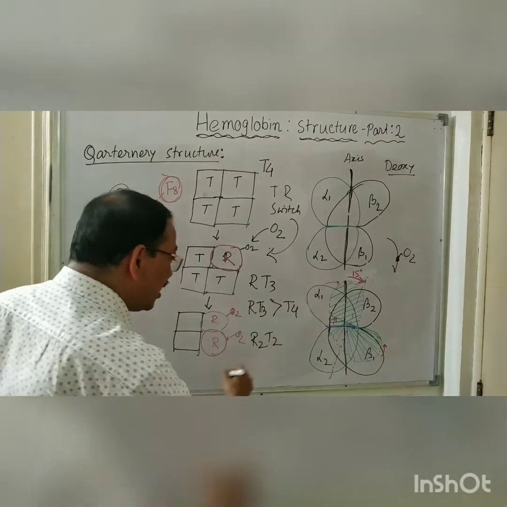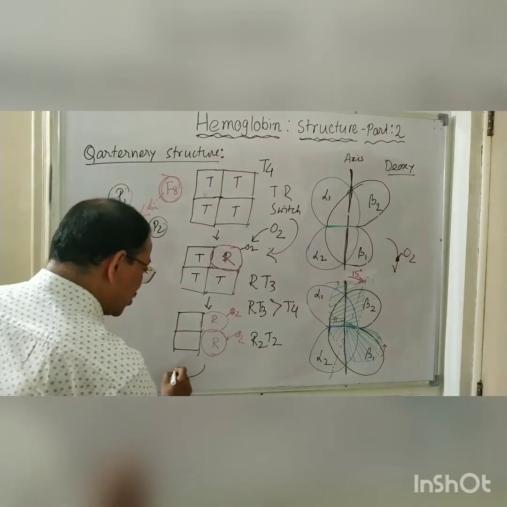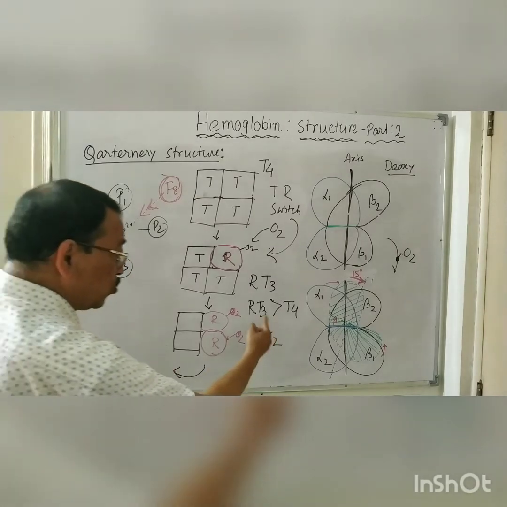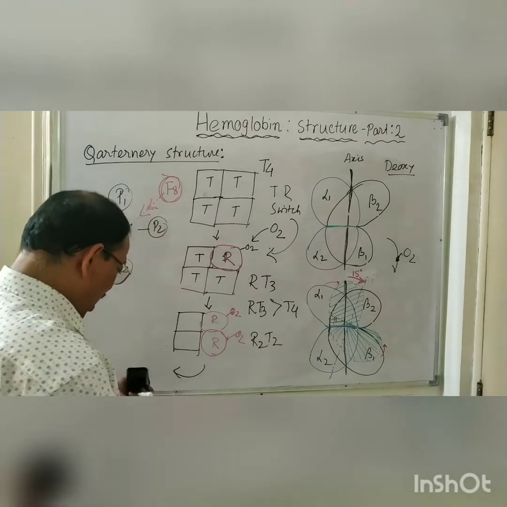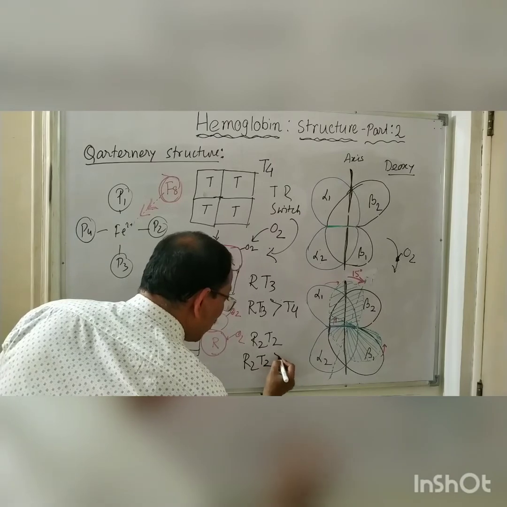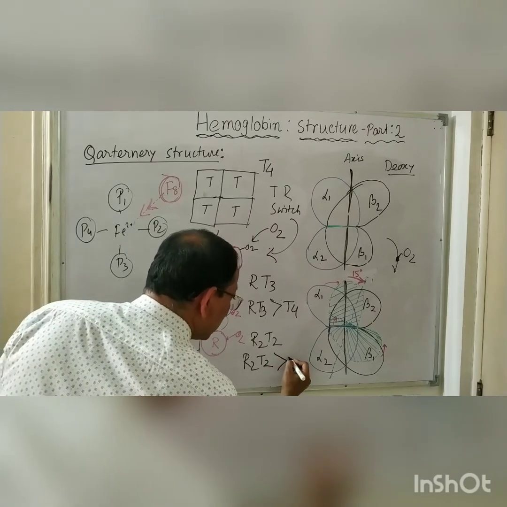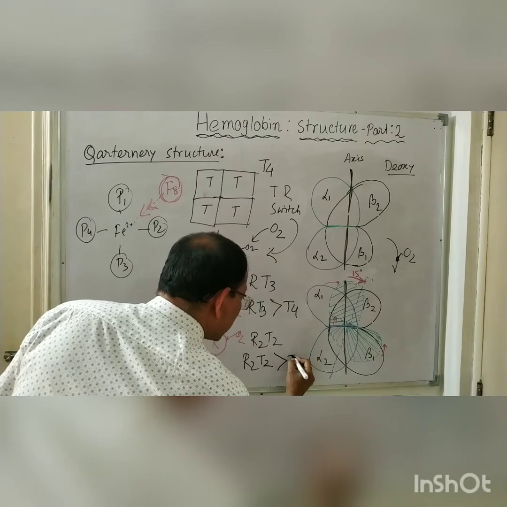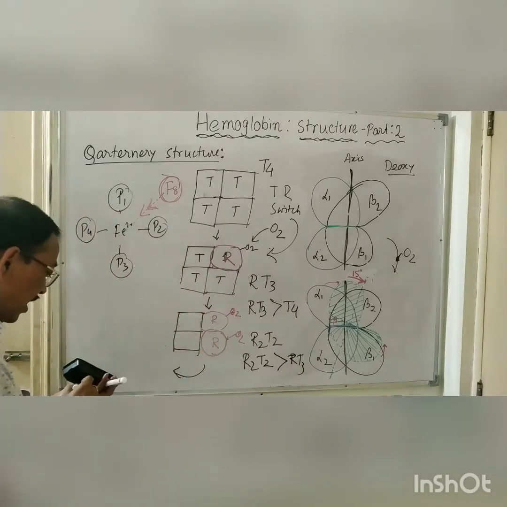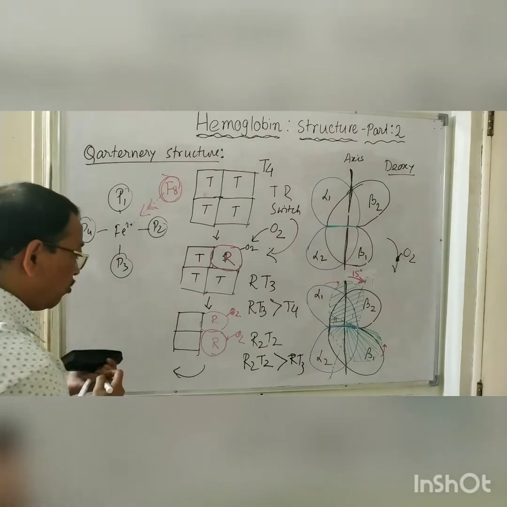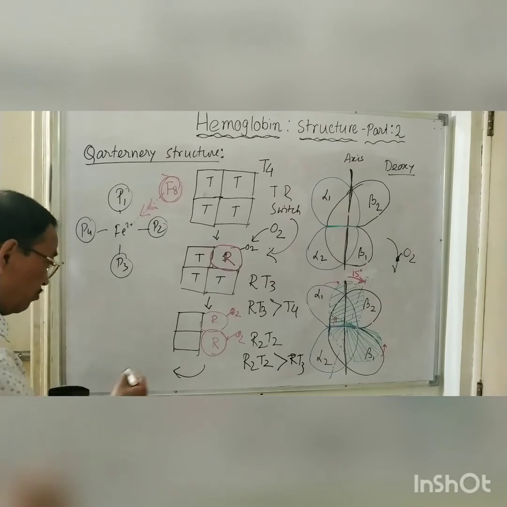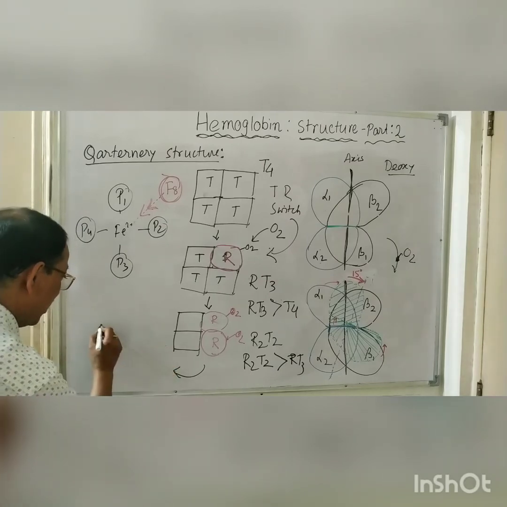And so this cycle will go on as R2 is getting formed. R2T2 has more affinity than RT3. That means the third oxygen will easily bind with the third unit of the hemoglobin molecule.